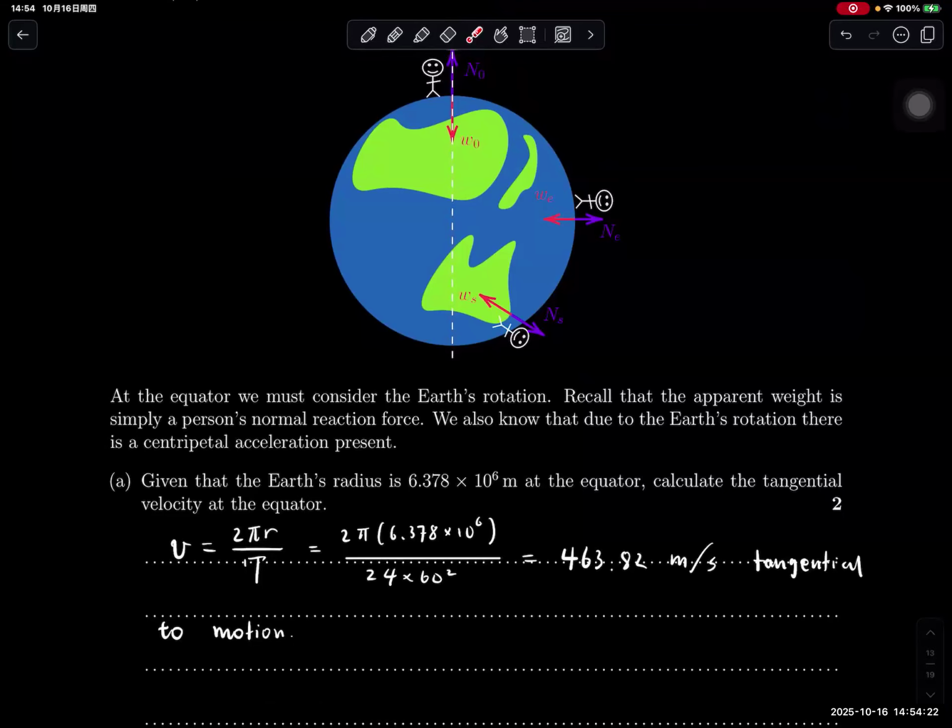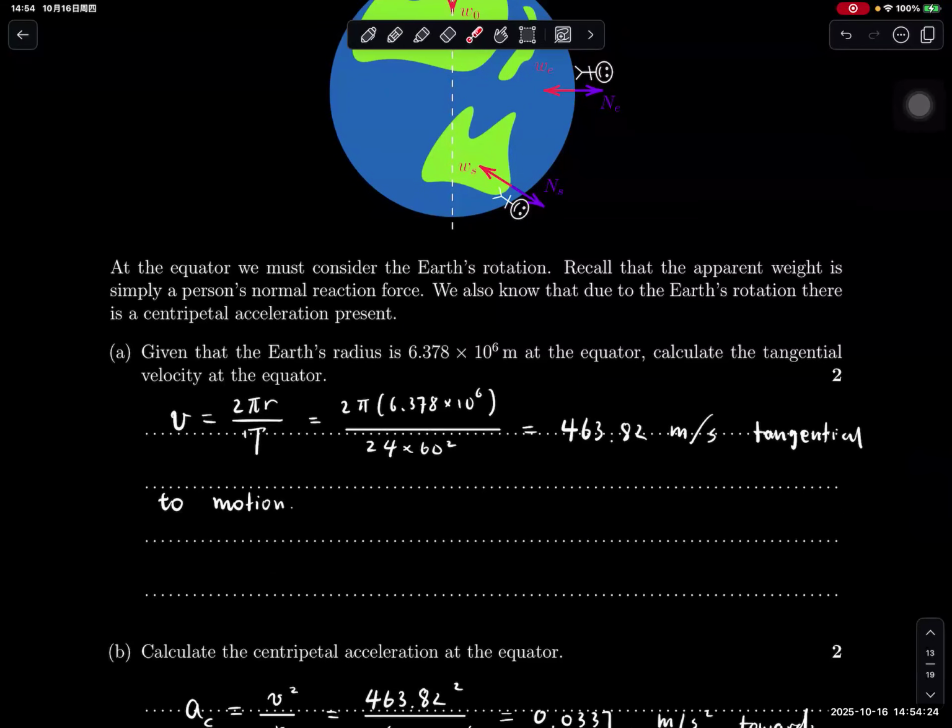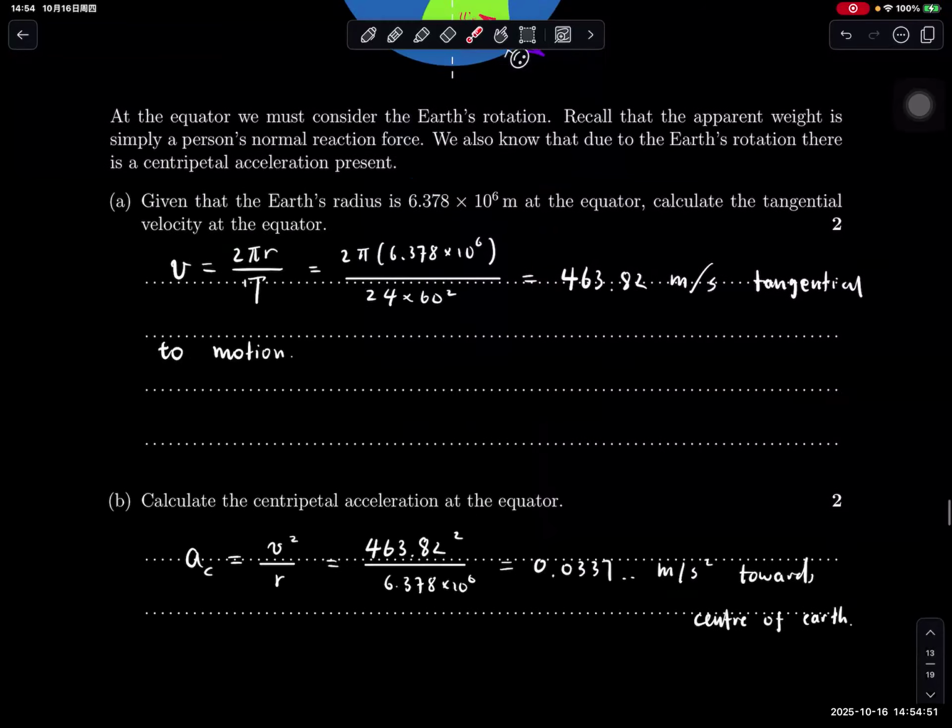So that's easy. We know that the Earth rotates once every day. Okay, so the period will be 24 hours times 60 minutes times 60 seconds, so 24 times 60 squared seconds. Okay, and then the circumference that we travel every time Earth rotates once is 2 pi times the radius of the Earth. Okay, and you end up getting 463.82 meters per second in tangential motion.